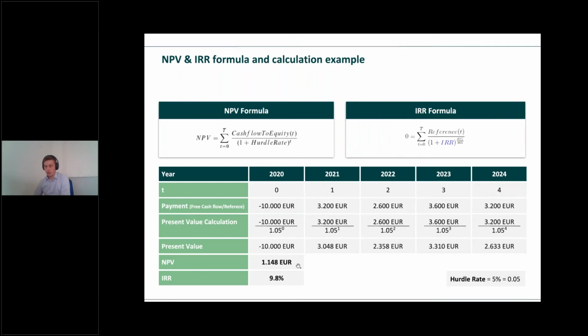And what does it mean, an NPV of 1,000? This means this investment is profitable. So we can do this investment. When it would be less than 0, it would not be profitable. So you don't do this investment.